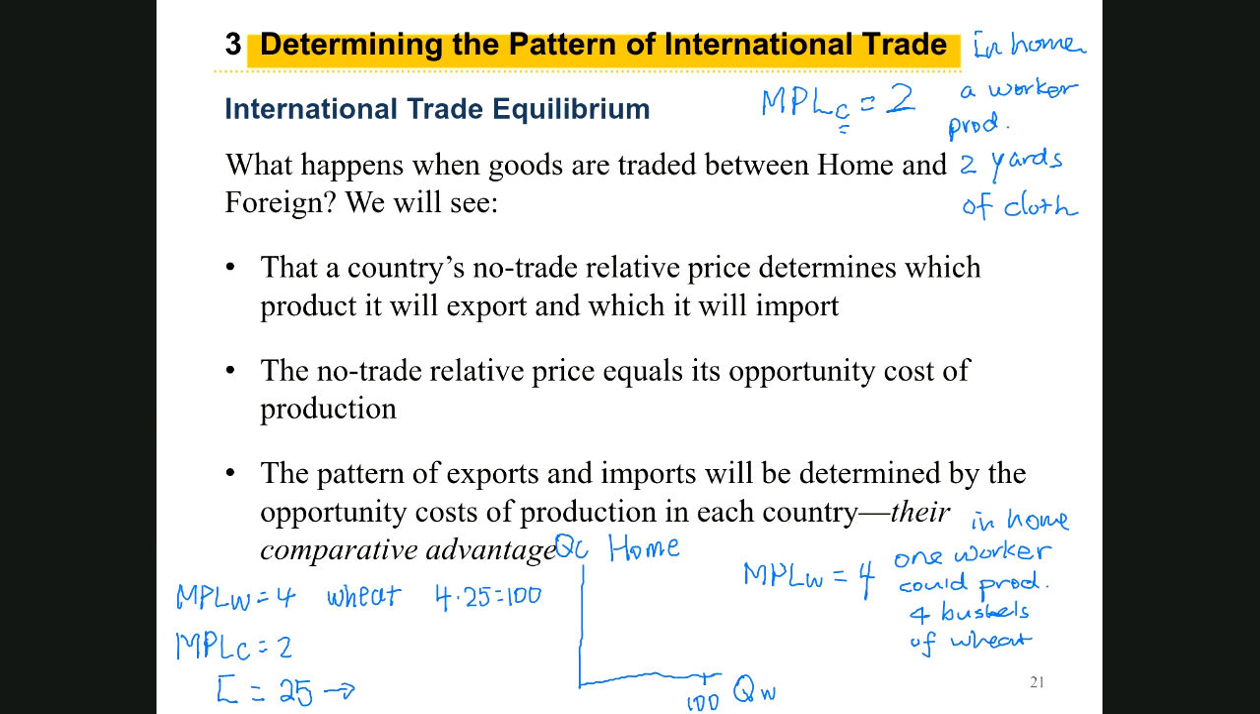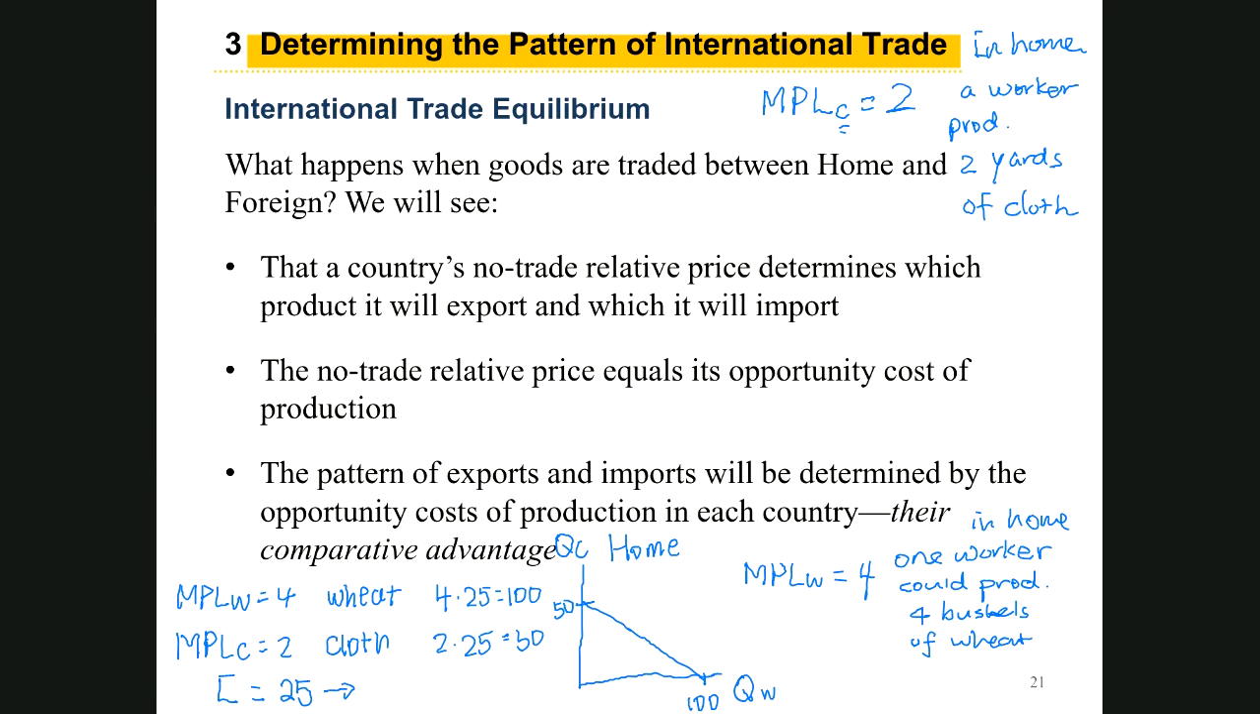By the same token, if I put all the total endowment of labor in the clothes industry, I will get 2 times 25, that's equal to 50. Connected, I will get my PPF in the home country. Okay, so this should be very comfortable to you right now.